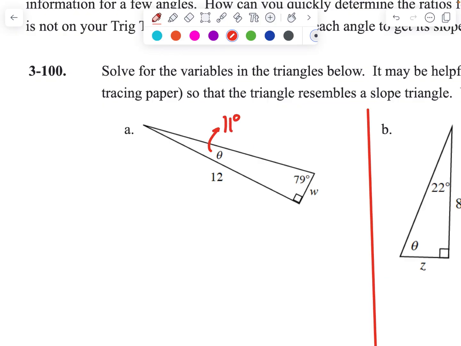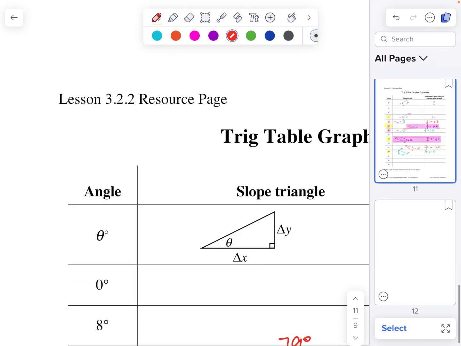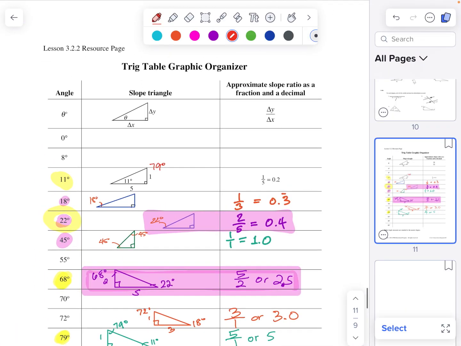So when we look at this triangle, we can look at it in terms of the 11-degree side, or we can look at it in terms of the 79-degree side. I'm just going to work with the 11-degree because that's what we had started working with when we very first started this solving. So now I'm going to go to my table and look for an 11-degree angle, and find out what the slope is. On my table, it tells me that 11 degrees has a slope of 1/5.